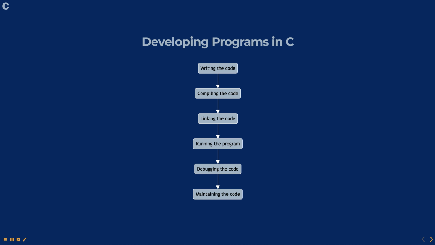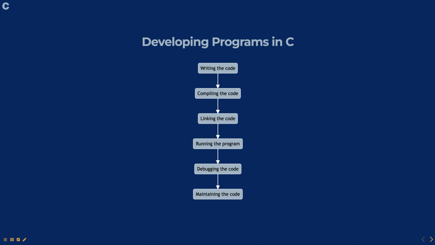Running the program. Once the program has been compiled and linked, it can be run on a computer. The program is run by executing the executable file that was created during the compilation and linking process.